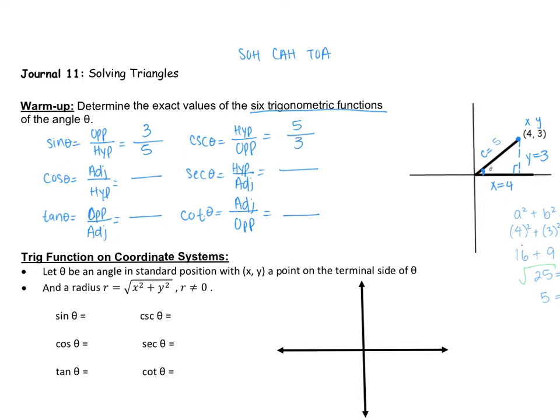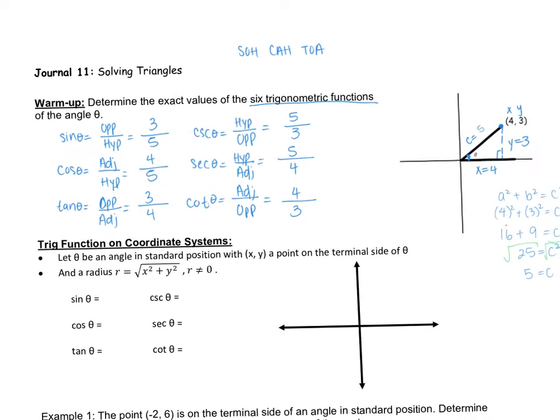Cosine is going to be representing the adjacent, so 4 over the hypotenuse, which is 5. So 4 over 5. And then the secant is going to be flipped, so 5 over 4. And then tangent is going to be opposite over adjacent, so 3 over 4, and then cotangent is flipped, so 4 over 3. And there we have our 6 trig ratios.